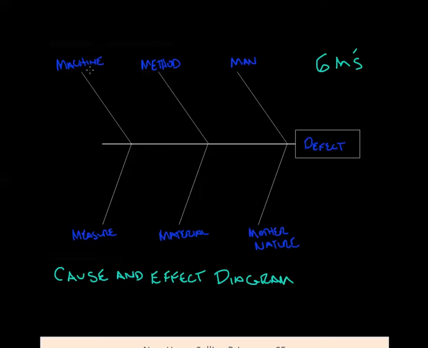The 6 M's: machine, method, man, Mother Nature, material, and the measurement system are the 6 M's, which generally are the categories into which potential root causes will fall.